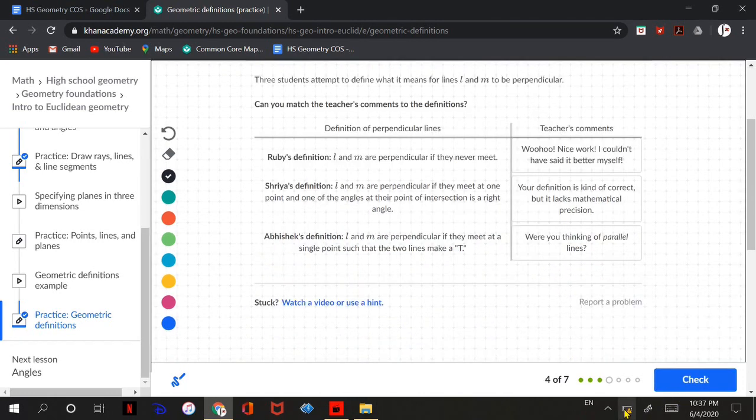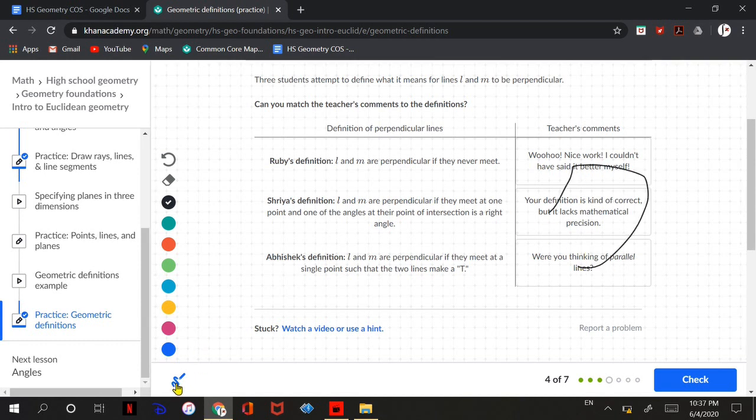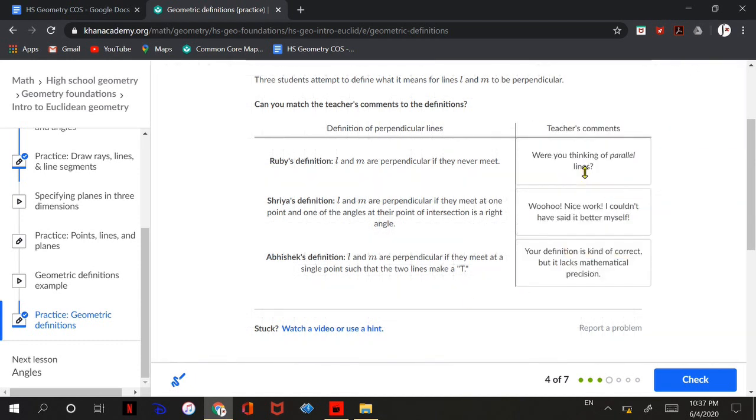Next. Definition of perpendicular lines. Lines L and M are perpendicular if they never meet. That is the definition of parallel lines. Lines L and M are perpendicular if they meet at one point and one of their angles is a 90-degree angle. That is right.